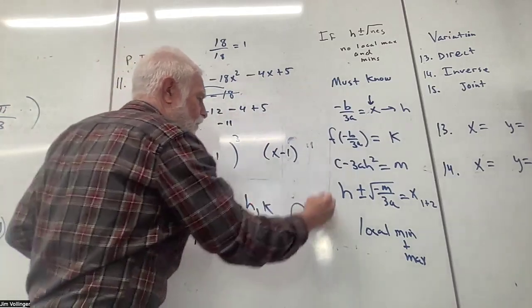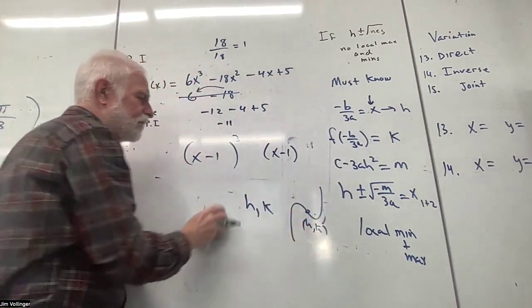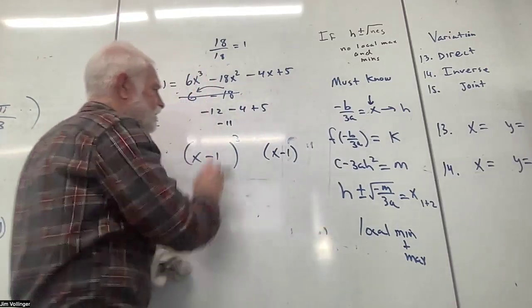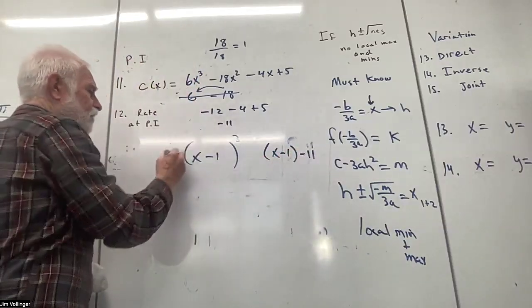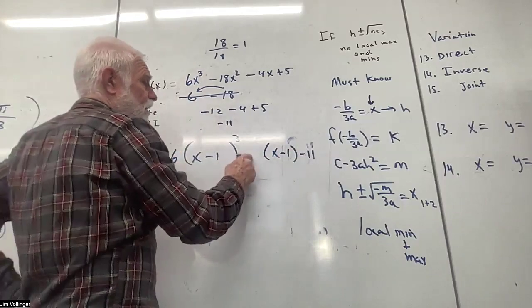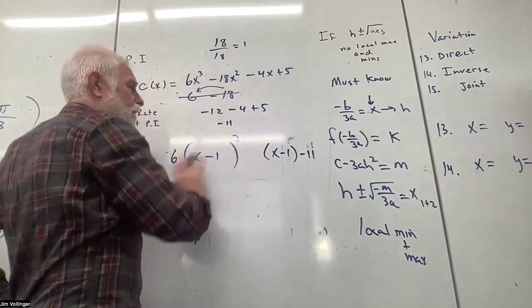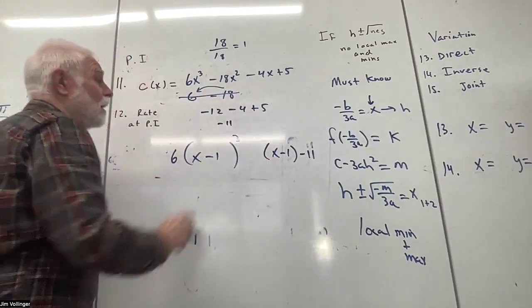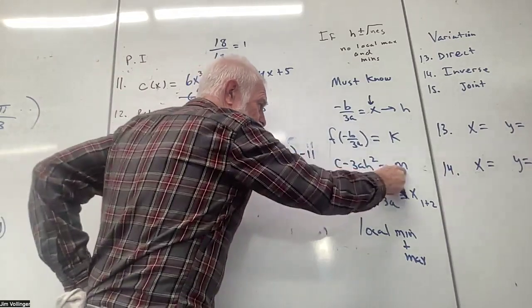I'm calling the point of inflection HK the same way we use H and K for the vertex of a quadratic. So that's the K value. That's minus 11. I know the A value, 6. The only thing I'm missing is the correct number here to eliminate error in this calculation. And the way you get that is C minus 3AH squared.